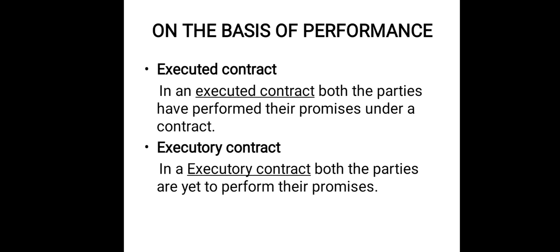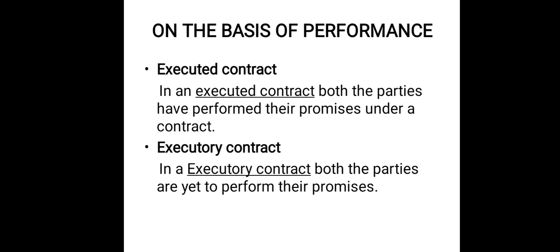And then the third one, on the basis of performance. Here, executed contract and executory contract. First, executed contract. In an executed contract, both the parties have performed their promise under the contract. For example, you go and get a product in any store and pay money for it. They give the bill for the amount you paid. So the performance is totally executed, because you get the product, pay the money, and get the bill back also.